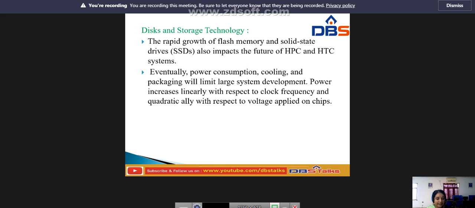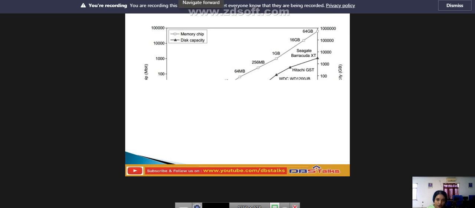Power increases linearly with respect to clock frequency. The clock rate cannot be increased indefinitely. SSDs are expensive to replace the stable disk arrays. So next coming, this is called the disk storage technology. This is the graph diagram.